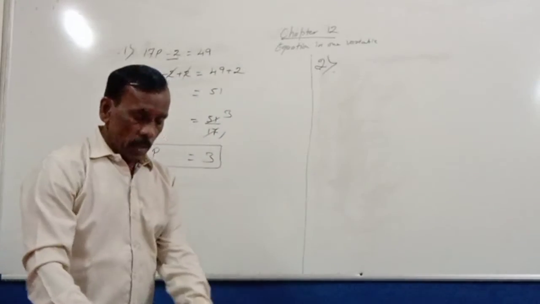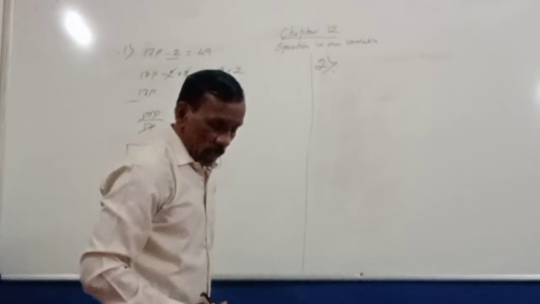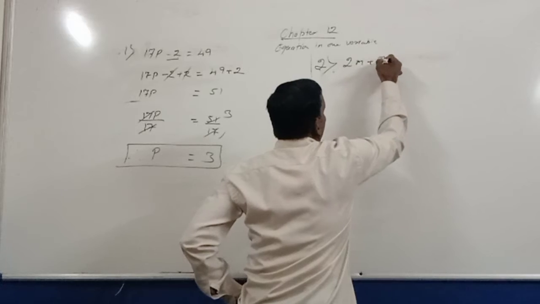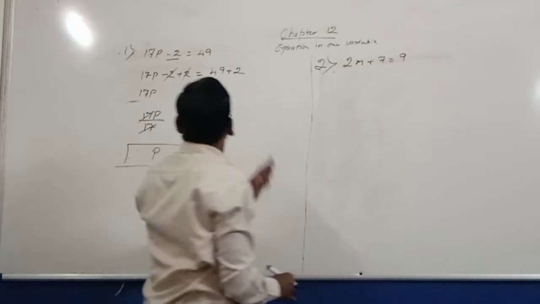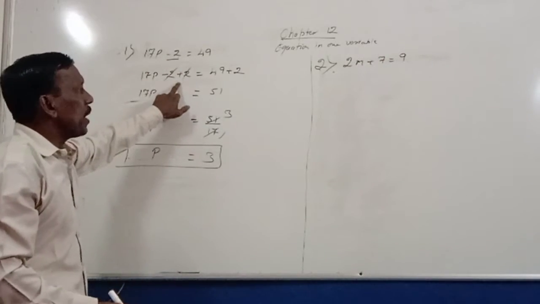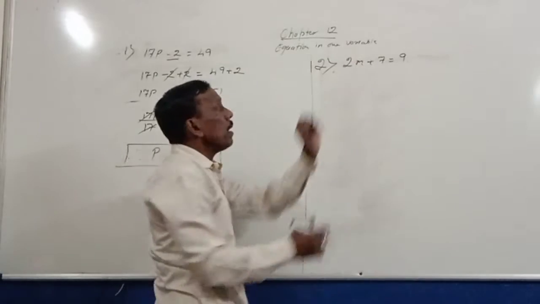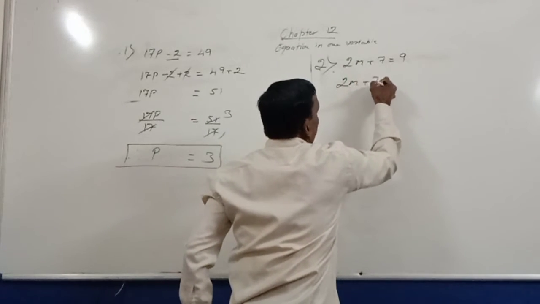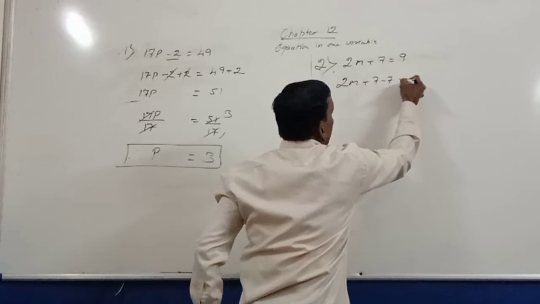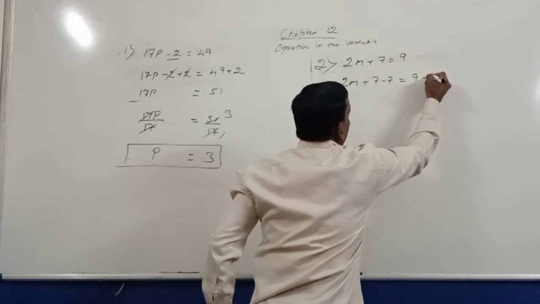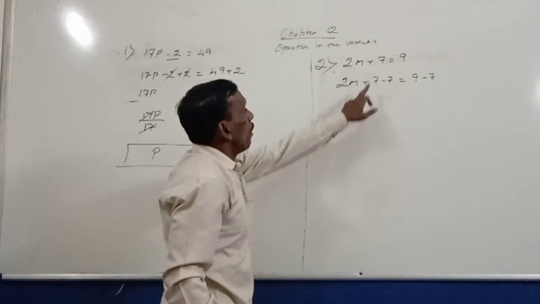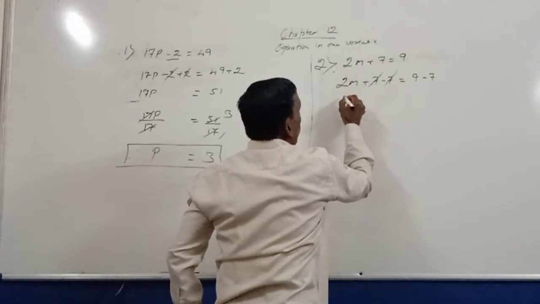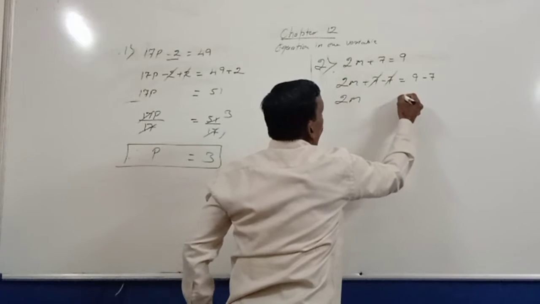If I take one more example, 2n plus 7 is equal to 9. Same way, when it is minus, we have done plus here; when it is plus, we have to do minus here. So 2n plus 7 minus 7 is equal to 9 minus 7. When it is plus, we do minus. Now 7 is cut. What is the remaining here? 2n is equal to 2.